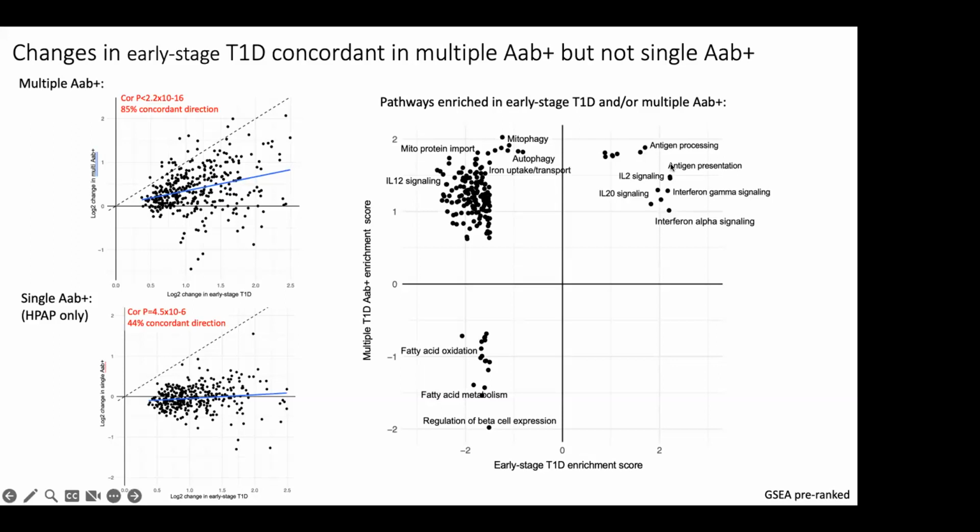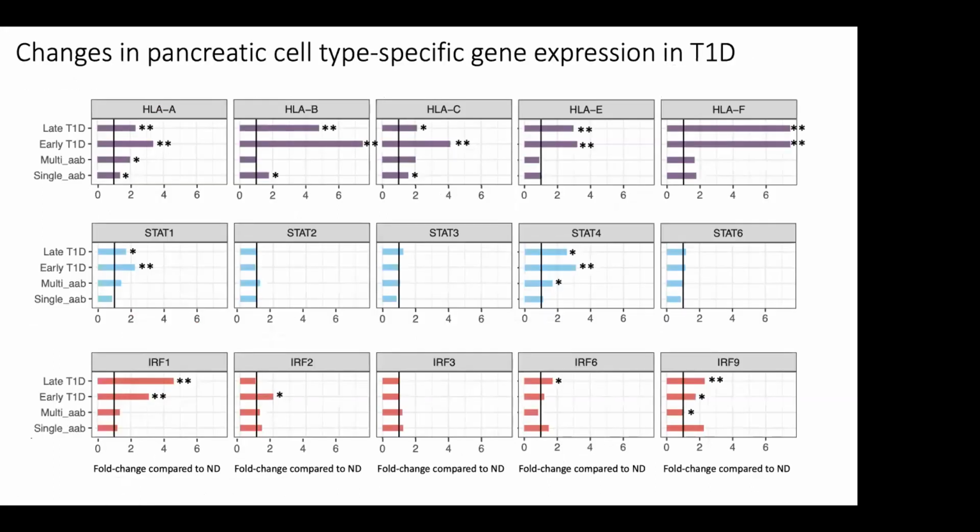So there are some similarities in the processes as well as some differences. But I think together it highlights that multiple autoantibody positive individuals have some changes that are occurring in their beta cells. So this is to show you just specific genes that are changing in these stages.